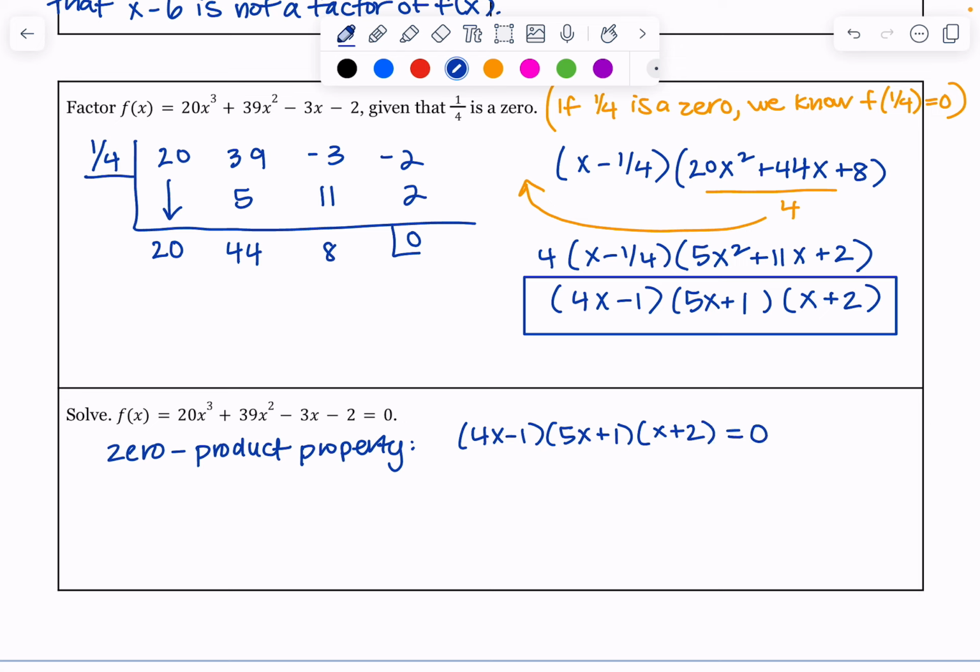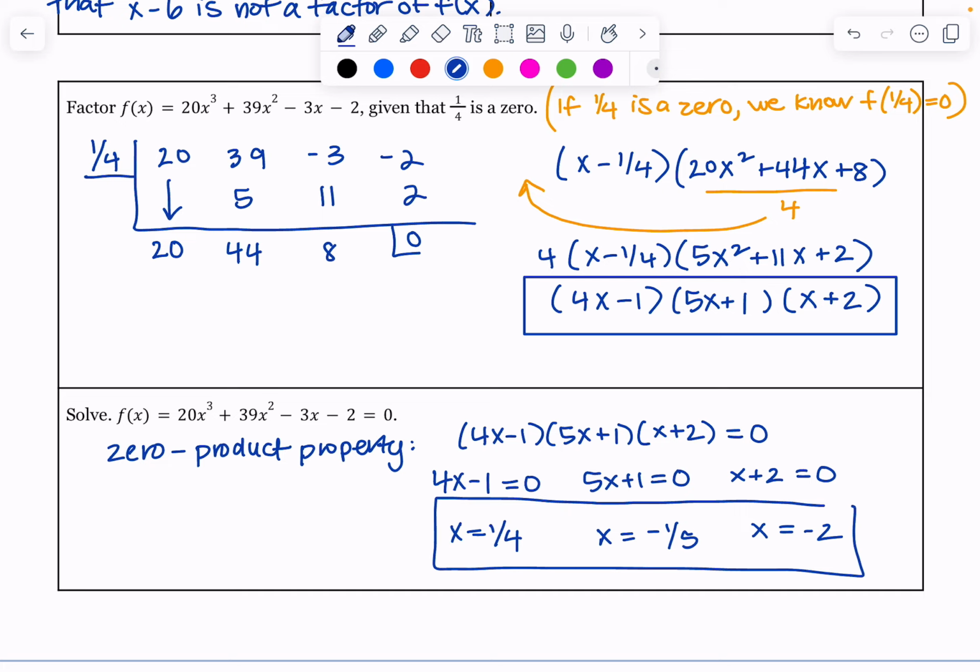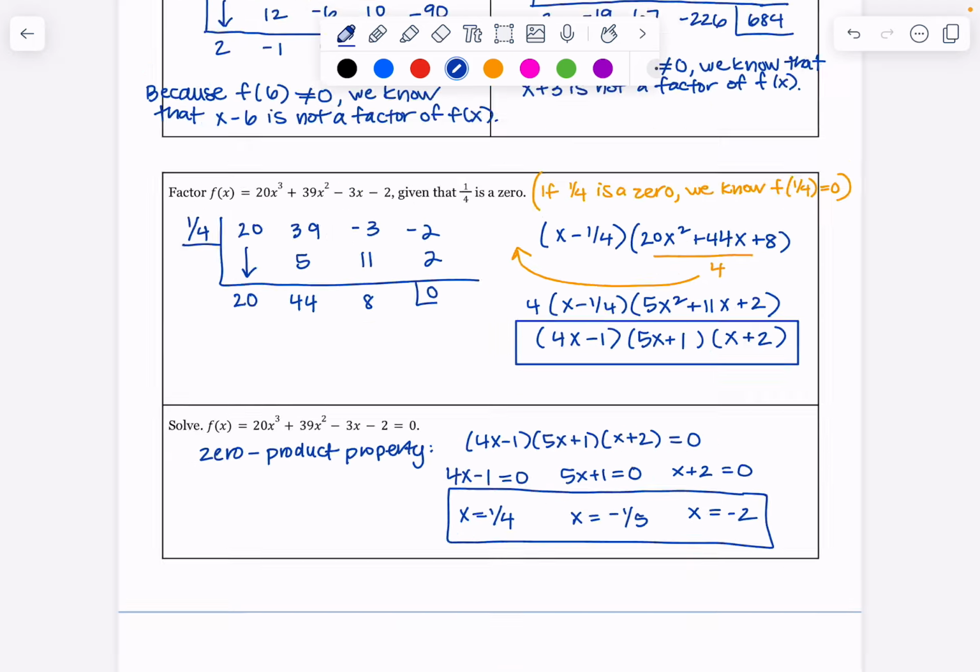And the zero product property says that one of these equals 0. So I could have 4x minus 1 equals 0. I could have 5x plus 1 equals 0. And x plus 2 equals 0. If we solve these for x, we're going to get x equals 1/4, which matches what was given up here. It says 1/4 is a 0. And then for the middle one, I'd have x equals -1/5. And for the last one, I'm going to have x equals -2. Those are our answers.